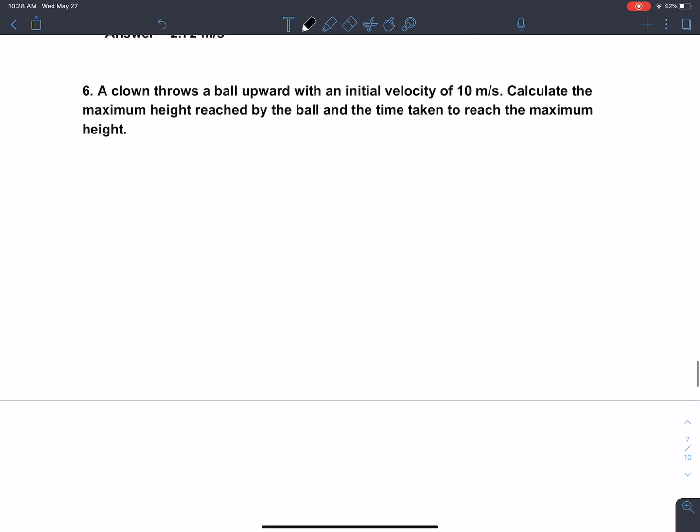Okay, a clown throws a ball upward with an initial velocity of 10 meters per second. Calculate the maximum height reached by the ball. Okay, so remember a ball is going to go up and then it's going to come down. When it reaches that top part, my final velocity is going to be equal to 0 meters per second. My initial velocity is 10 meters per second. And my acceleration, remember acceleration is working against that ball, is going to be negative 9.81 meters per second squared.